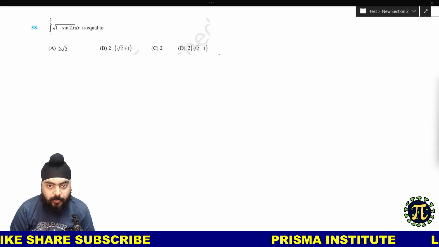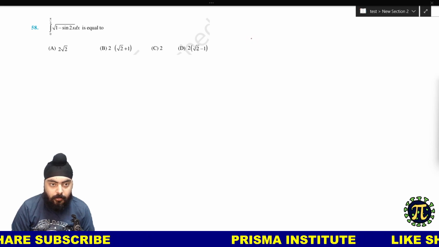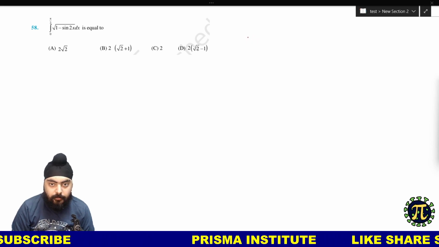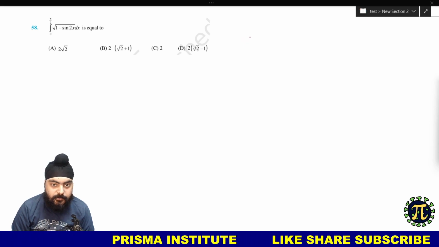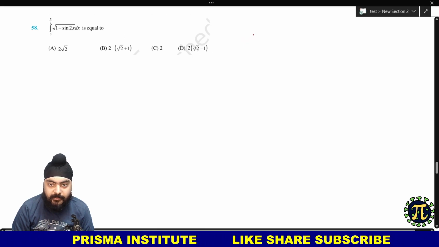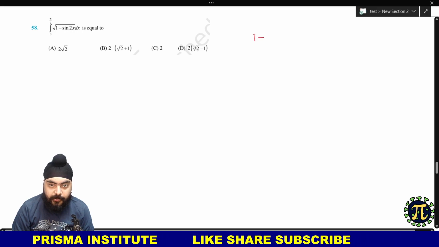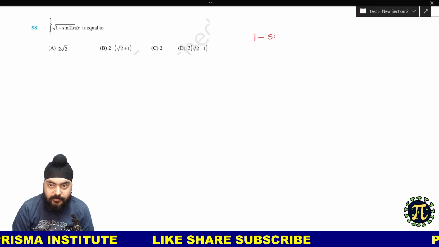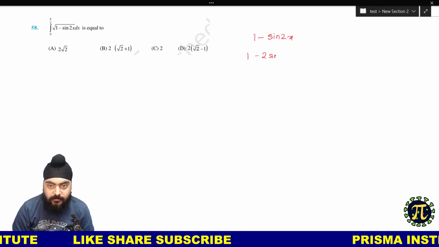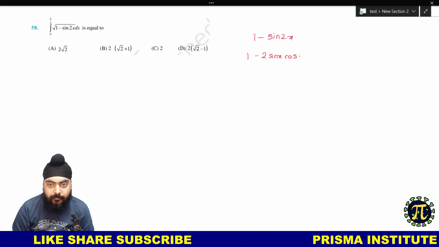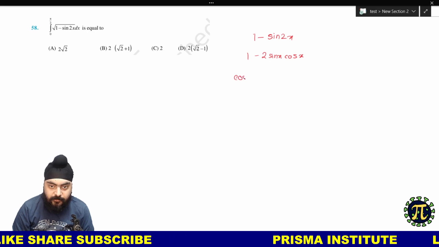Okay, so in this problem, let's see, maybe simplify 1 plus 1 minus sine 2x, so let's do it on the right side. 1 minus sine 2x can be written as 1 minus 2 sine x cos x, and 1 can be written as cos square x plus sine square x.